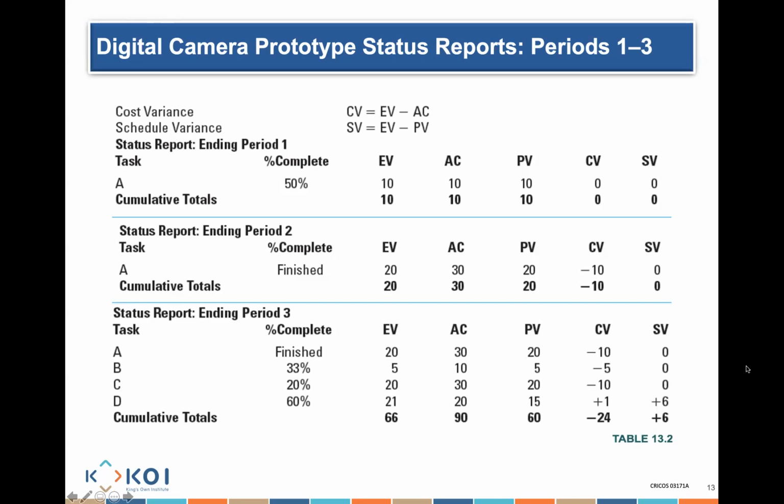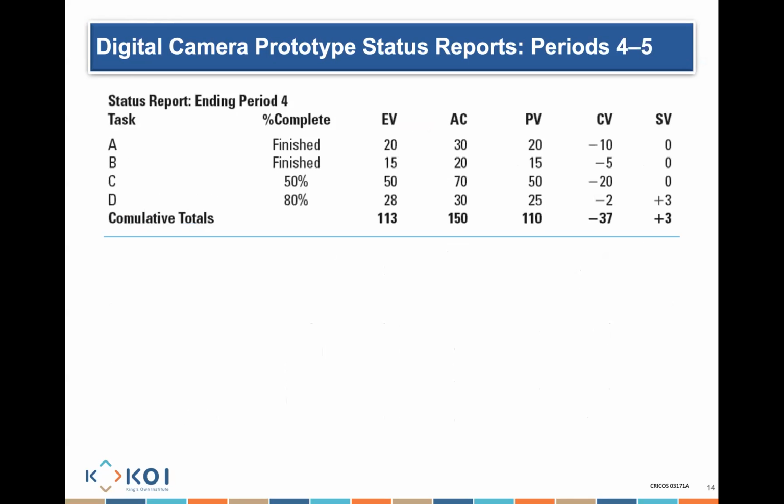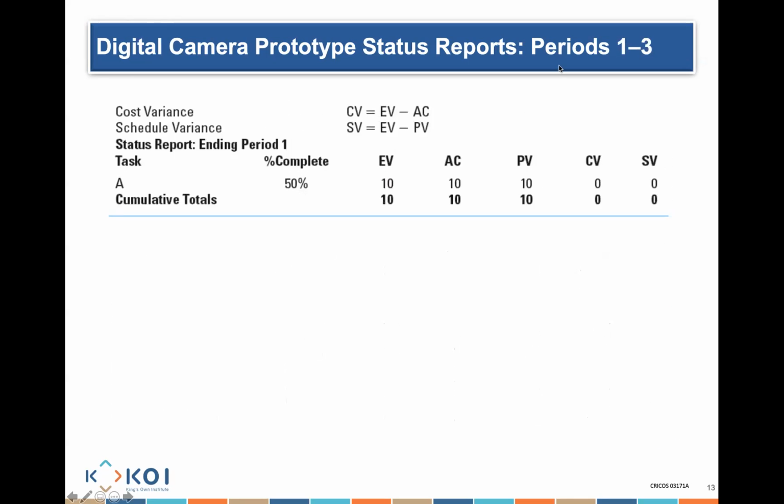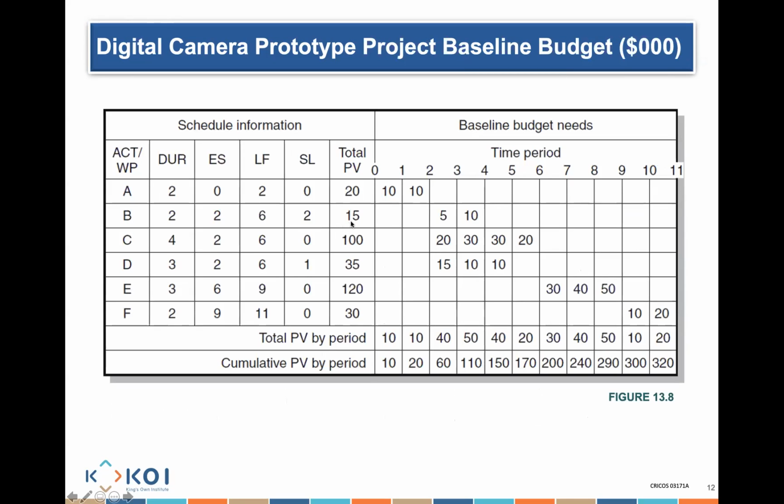Now, let's have a look at another example here. Let's continue. They're telling you B is finished. So if I say B is finished, how much have I already earned if it's finished?